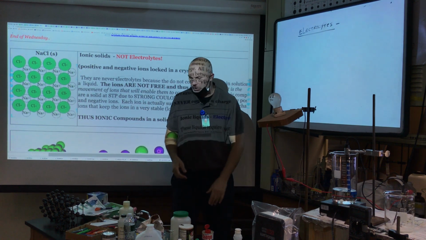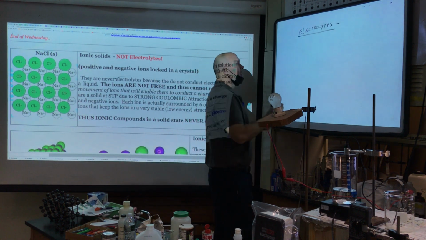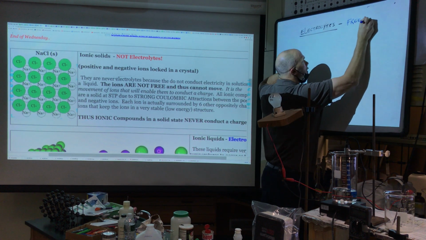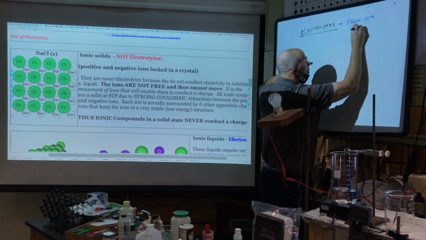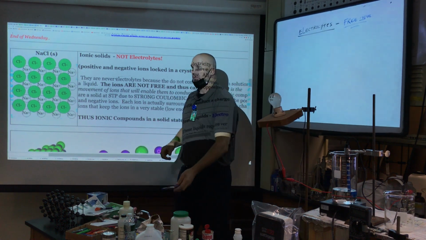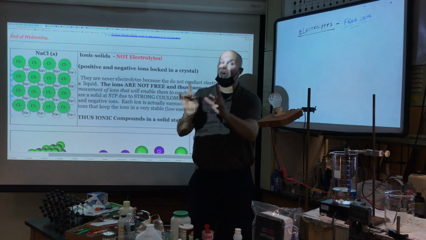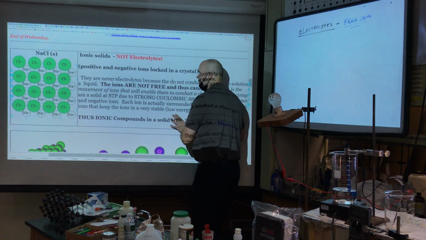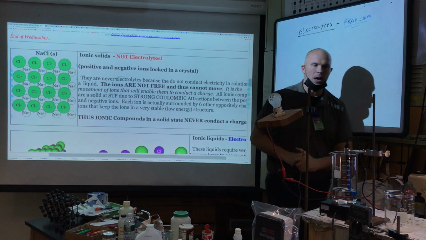So when you think of electrolytes, you think of the idea that there are free ions. And in order to be a free ion, you can't be in a crystal. These have ions, so it's important that you understand that ionic compounds in the solid state are never electrolytes. They never conduct in the solid state.